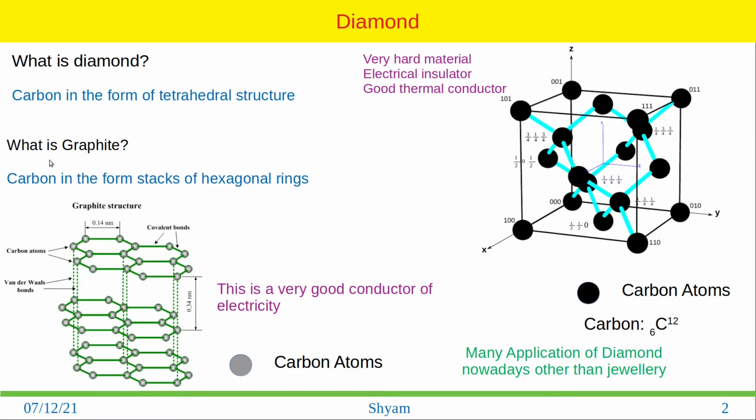Now graphite is also a form of carbon. So we have carbon in the form of stacks of hexagonal rings. You can see the hexagonal rings in 2D, and we have the stacking of the hexagonal rings. This makes the graphite. Here you can see these are the carbons, and this particular structure is a very good conductor of electricity, which is known as graphite.